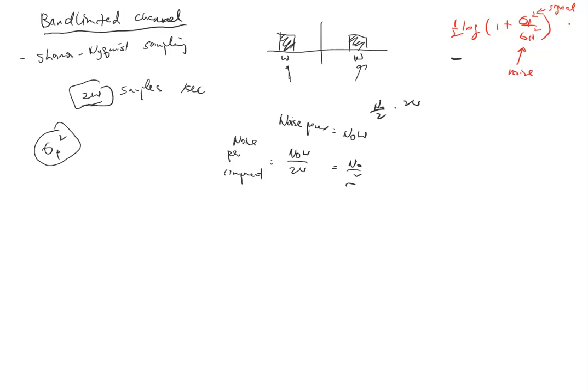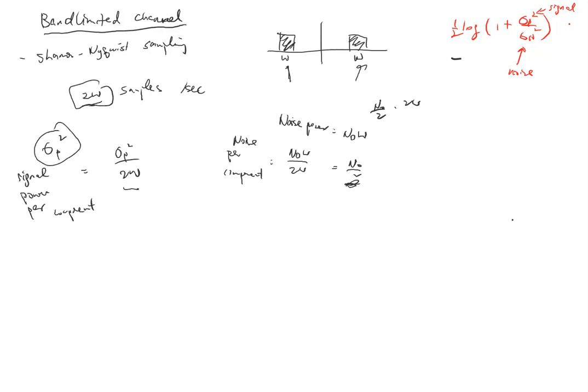So therefore, if I think of power, signal power per component will be equal to sigma p square over 2W, right? So this is noise power per component will be like N/2. Signal power per component will be like sigma p square over 2W.